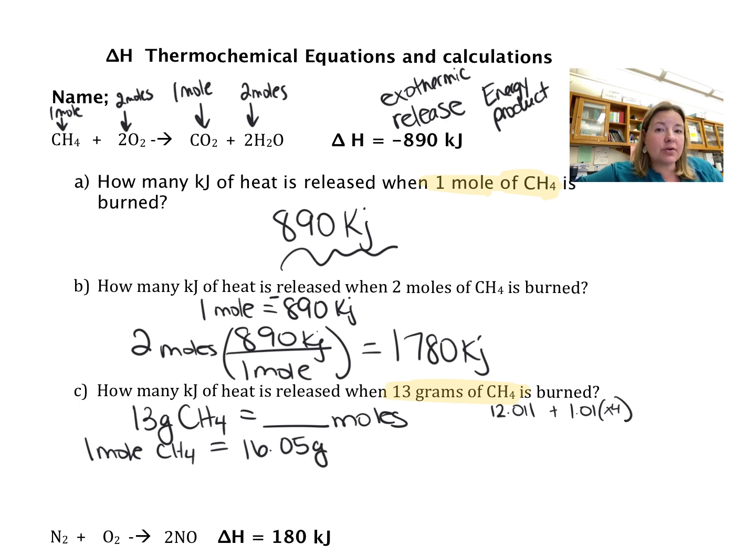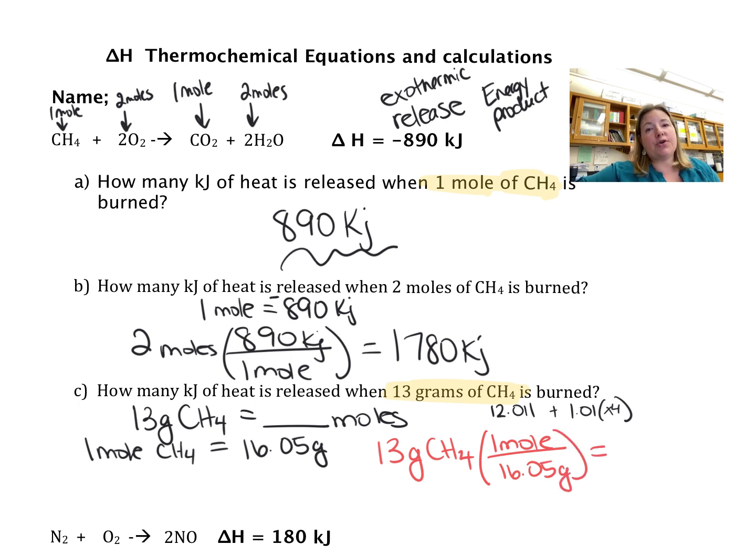So if I have 13 grams, how many moles do I have? I'm going to have to take 13, divide it by 16.05. 1 mole is equal to 16.05 grams. So 13 times 1 mole over 16.05, I'm dividing. I'm going to find that I have 0.81 moles.